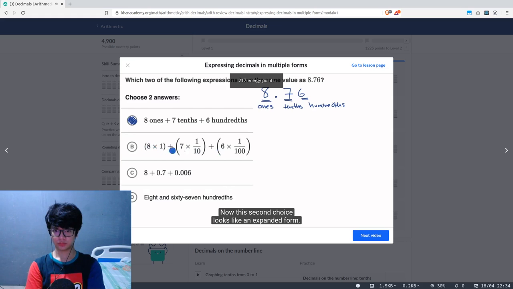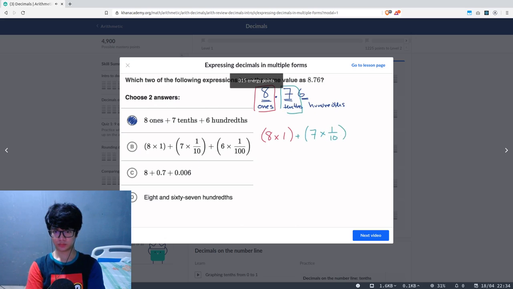Now, this second choice looks like an expanded form, but before I even look at it, let's see how we would think about it over here. If we wanted to write the same idea in expanded form, 8 ones is the same thing as 8 times 1. And to that, we would add 7 tenths, so that's plus 7 times 1/10. Plus 6 hundredths, so that's plus 6 times 1/100. So this would be this number in expanded form. Is that what they put right over here? Yes, it is indeed. So I will circle that in.